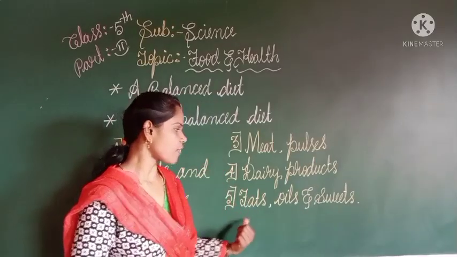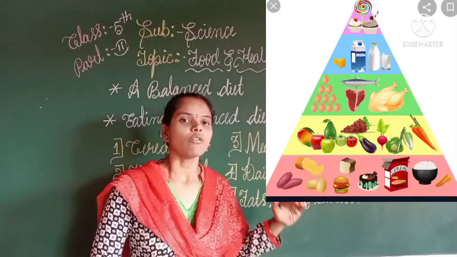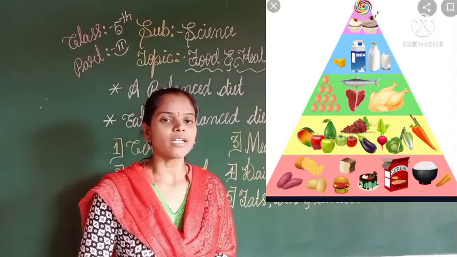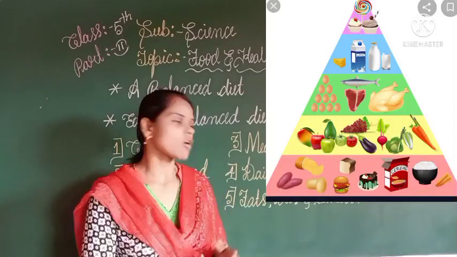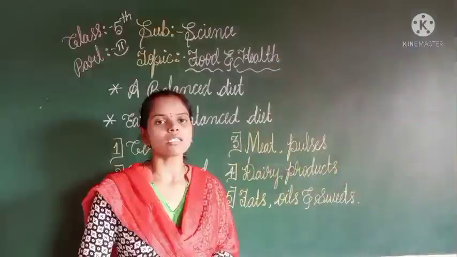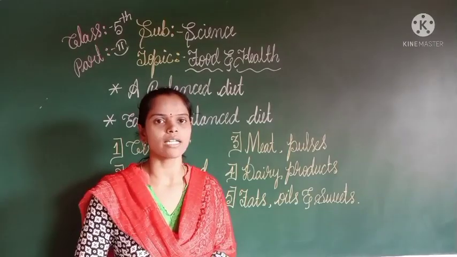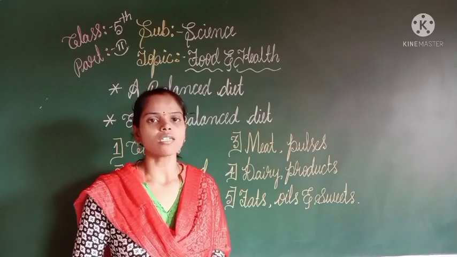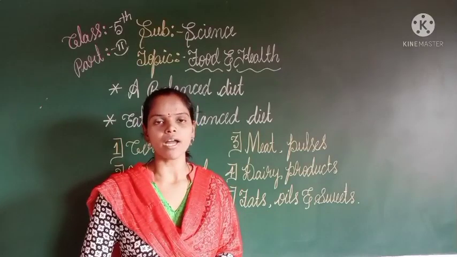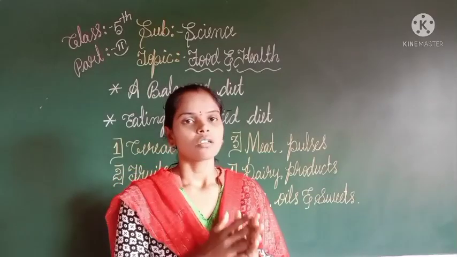So next are fats, oils and sweets. Dear students, we have to take a very small quantity of these. Observe the pyramid here. The uppermost part of the pyramid is oil, fats and sweets. It should be avoided because it is very dangerous. Fats are stored under the muscles, so they may cause us some diseases. Because of that we have to take a lesser quantity of this part of the food. So dear students, this is about the food pyramid.